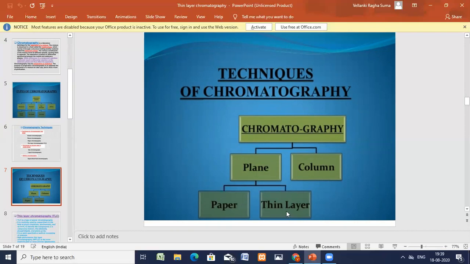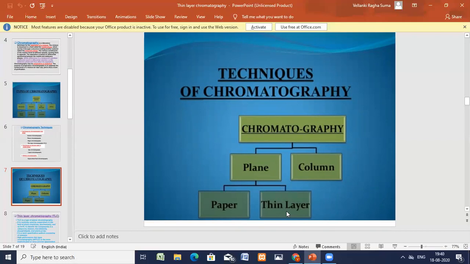Coming to thin layer chromatography, which is what we discuss today, it is a widely employed laboratory technique, almost similar to paper chromatography. Instead of paper as the stationary phase, it involves a thin layer of adsorbent like silica gel, alumina, or cellulose. Compared to paper, it has the advantage of faster runs, gives better separations, and offers a choice between different adsorbents.